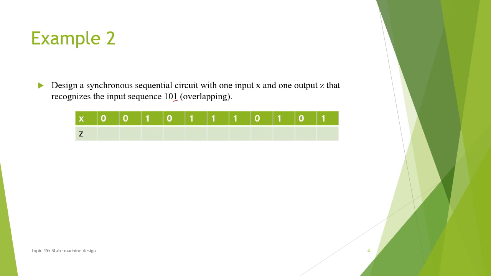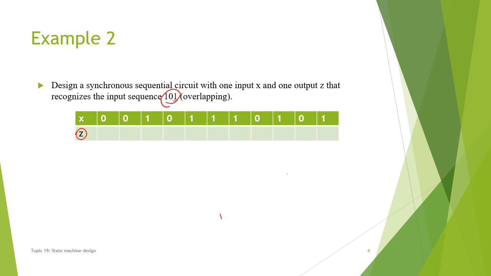Okay, so I'll show you what that means. Still, we put some examples here. So say we have the data series look like this. Then how would the output react to this? Let's assume z is still active high. So it will give a logic 1 when it detects 1 0 1.